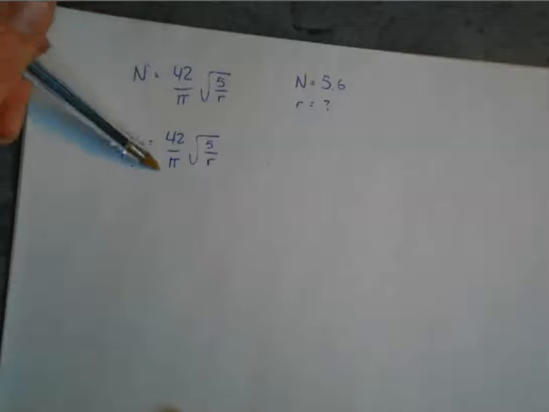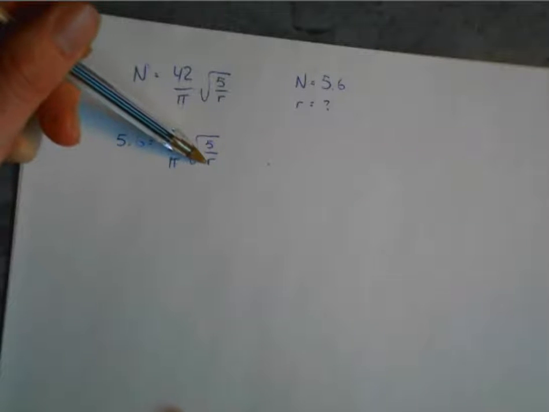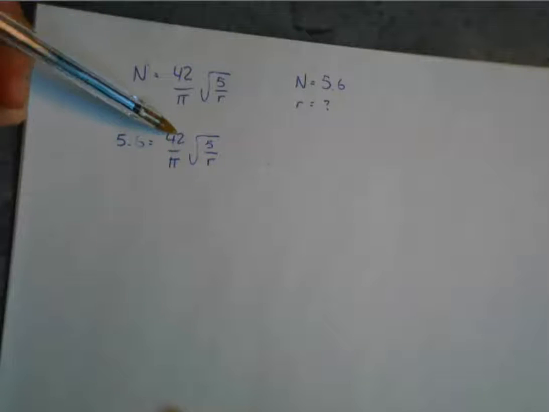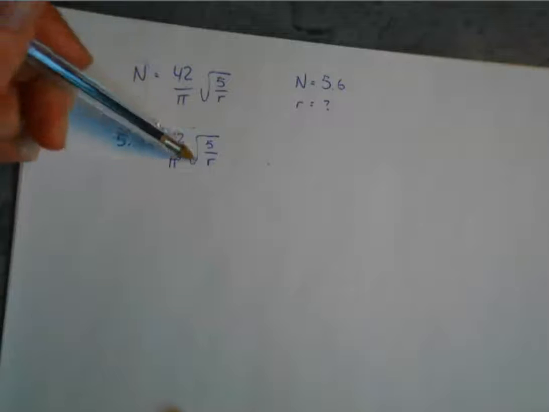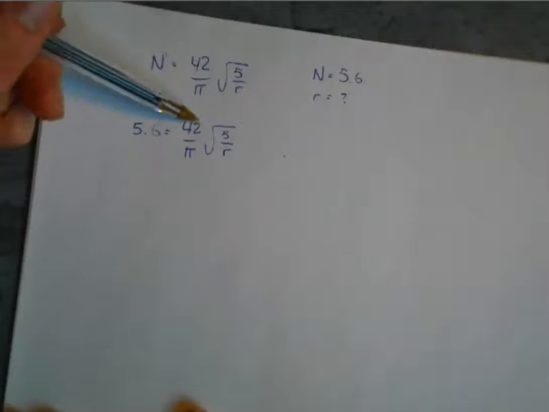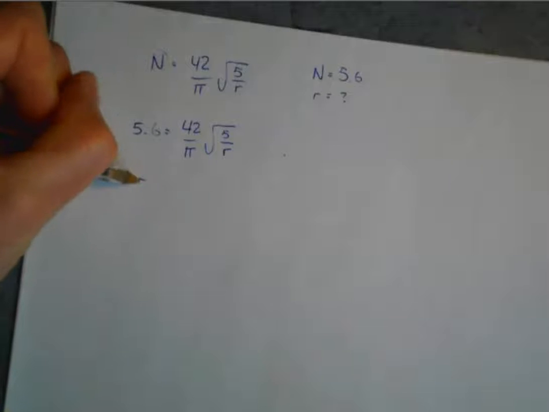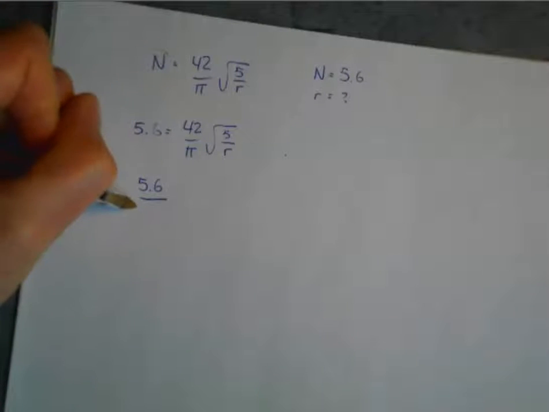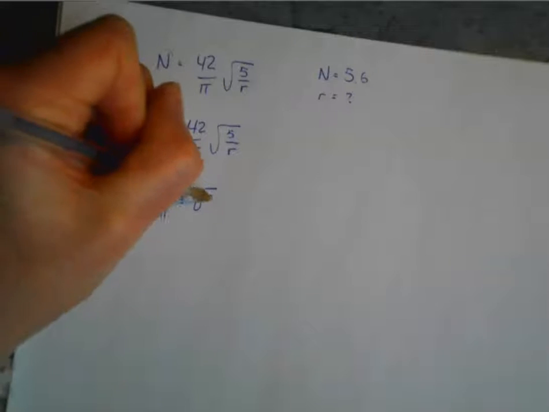Okay, so 5.6 is equal to 42 over pi times the root of 5 over r. So this is the thing that I'm trying to isolate. So the first thing I can do is look at what's being multiplied by, like I can think of this whole r term kind of together, right? Because it's under the radical, and that's being multiplied by this 42 over pi. So I want to move that 42 over pi away, which I do by dividing it out, right? So I'm going to end up with 5.6 divided by 42 over pi is equal to the square root of 5 over r.